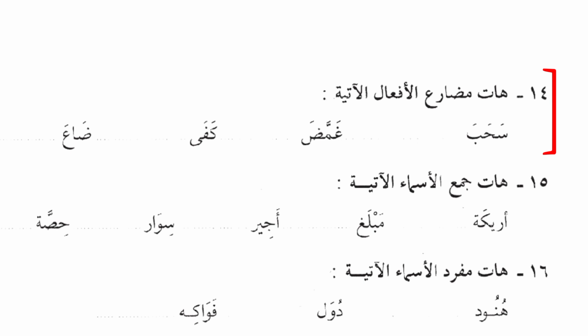Yadi'u, present tense. Number 15, we have hati jama al asma'il atiya. You have to bring the plural form of the following words. The first one is arikatun. Arikatun means cushion. So aroik is the plural form. Mablag means an amount. So mabalig, amounts. Ajirun means a worker. So ujro. Do you understand? Siwarun means necklace. Aswiratun, necklaces. Hissatun means period in a class. Hissasun means periods.